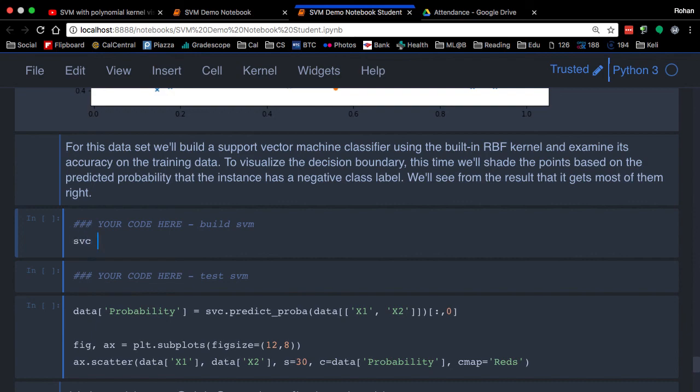So we're going to do SVC equals SVM dot SVC. Notice we're not using linear in this case. We're going to set C equals 100, gamma equals 10. Remember here, gamma is that hyperparameter that we talked about that controls the variance of your estimate. A larger gamma means a smaller standard deviation, which means higher variance. And probability equals true. So we construct our SVC.